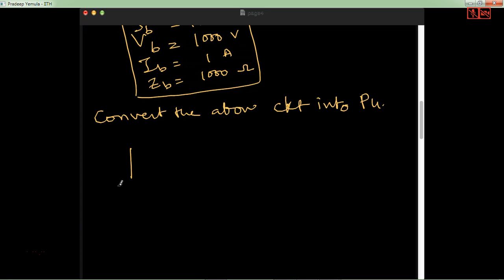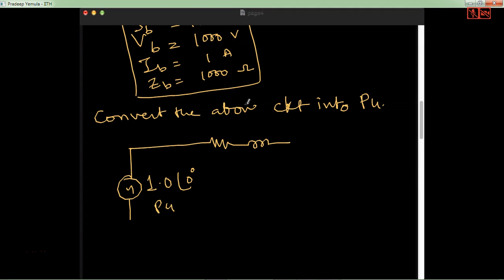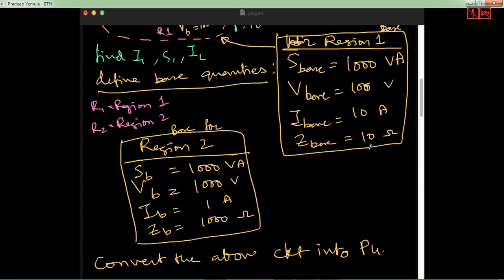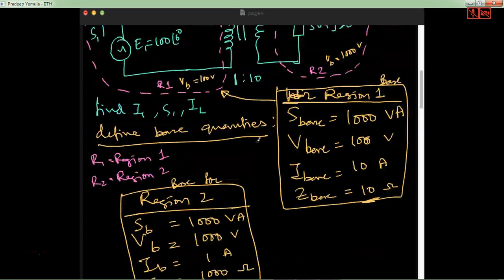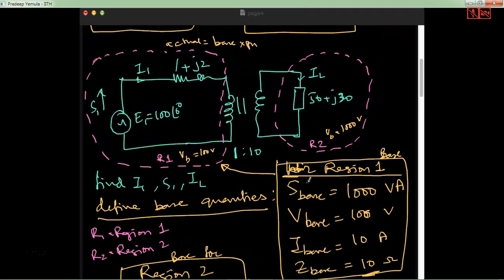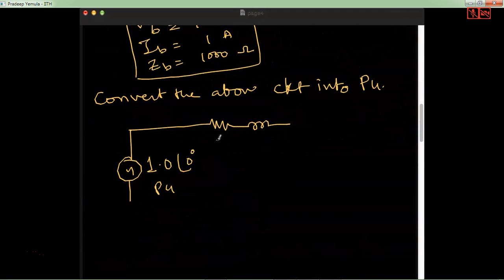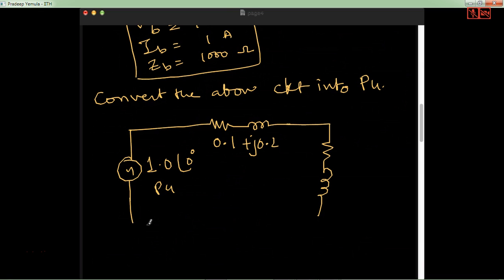So this one, 100 divided by base voltage 100, will become 1 per unit. Now this resistance: the base impedance is 10 ohms and the impedance is 1 plus J2. So 1 plus J2 divided by 10 will become 0.1 plus J0.2. The transformer is eliminated, so that is the biggest advantage here. So this is also in per unit, not in ohms.